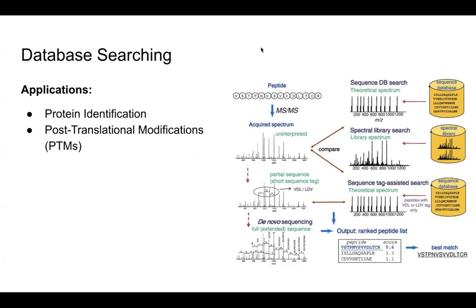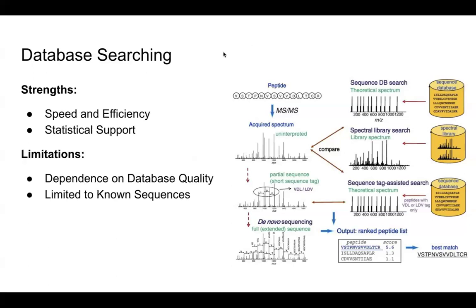So the application when you're doing database searching is, of course, to determine what protein you have. It's effective, of course, only when proteins are well characterized and represented in the database. But it can also be used to identify post-translational modifications, as long as, again, the post-translational modifications are known. So the strength of database searching is that it's generally faster as it relates your data to pre-existing data. So it allows for rapid identification of proteins in large data sets.